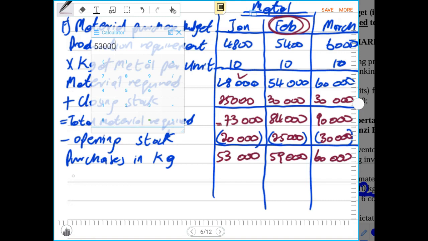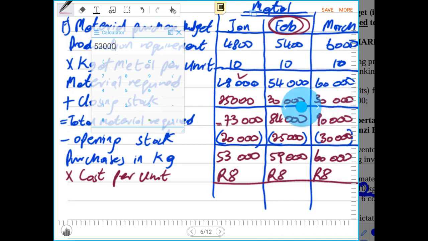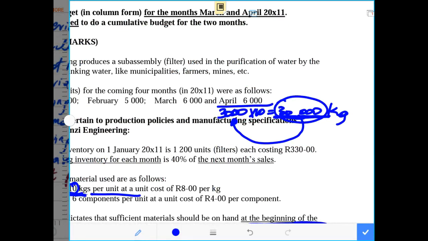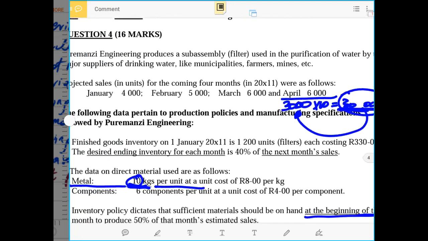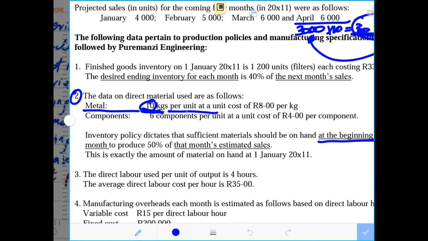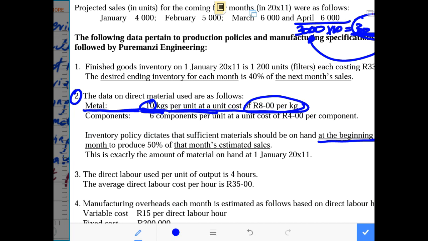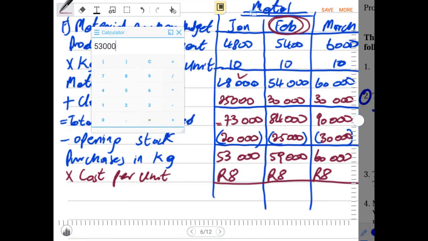Then after we multiply this by the cost per unit, then we go and check how much the cost of this material per unit. How much do we buy this for? And I think it was 8 rand, and it will be 8 rand throughout. The metal material is bought at the cost of 8 rand. And here was the 8 rand. The metal material is 8 rand per kg. So now we multiply that by the 8 rand per kg throughout.